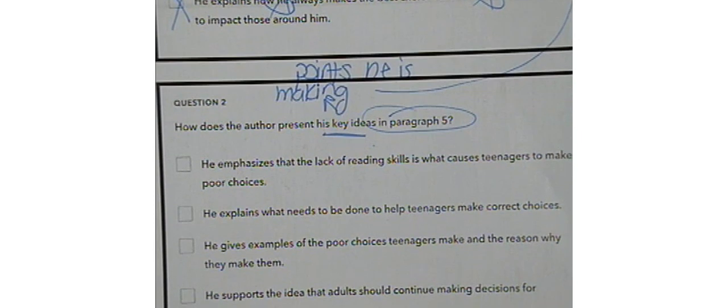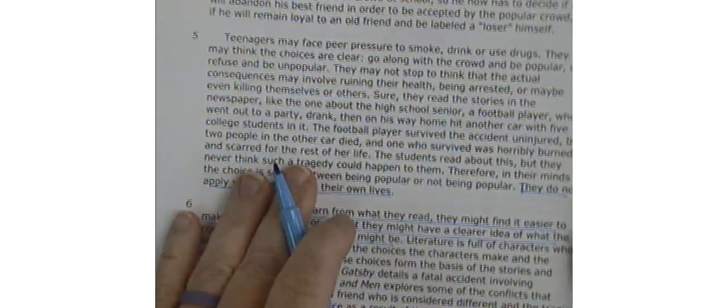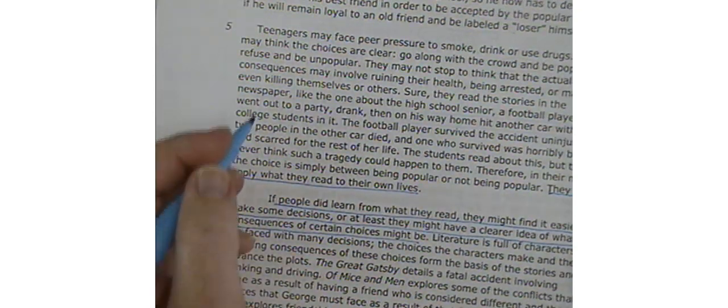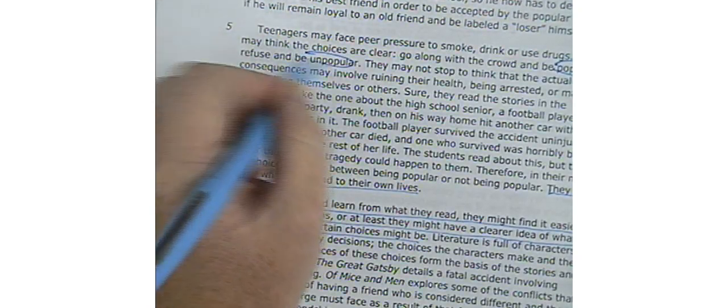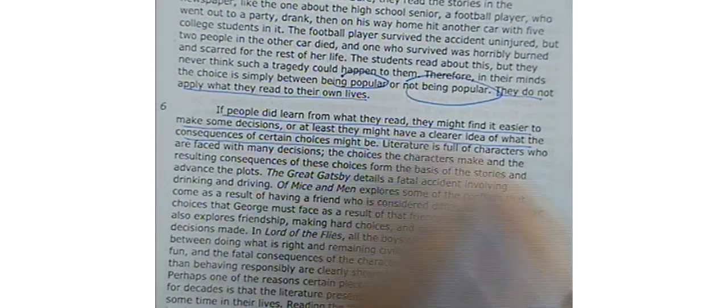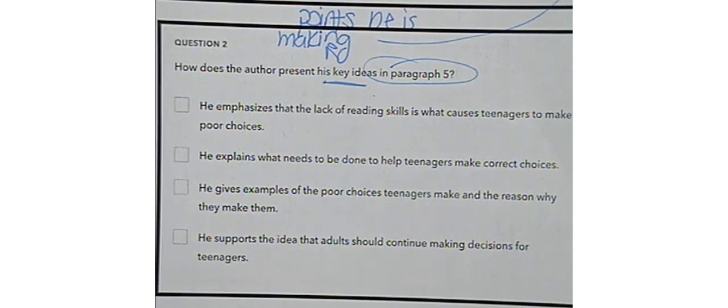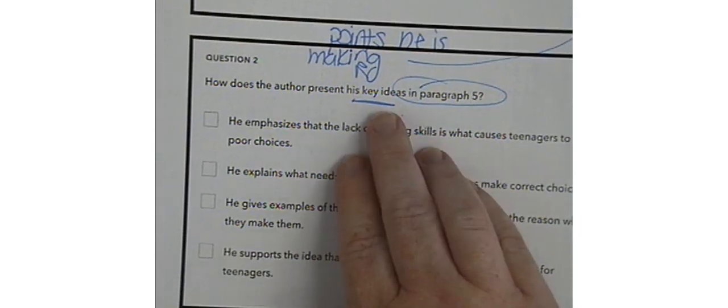All right, so looking at paragraph 5. Paragraph 5 is the section that focuses on choices that teenagers make. They have to decide if they want to be popular or unpopular. Even down at the bottom, it talks about how, therefore, in their minds the choice is simply between being popular and not being popular. It focuses on the consequences that they may have to face and the choices that they have to make.